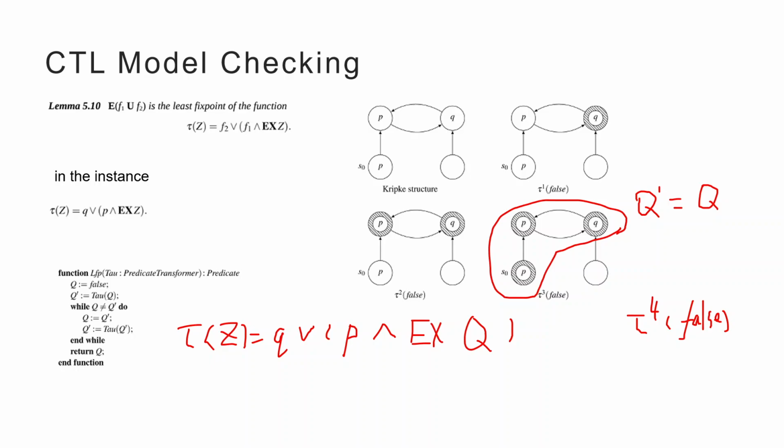After applying the function tau for the fourth time, we notice that the set no longer changes, and at this point we have found the least fixed point of the function tau Z. Since we know that the initial state S0 is within this fixed point, we can conclude that the Kripke structure satisfies the CTL formula exists P until Q. And now we have completed the verification.